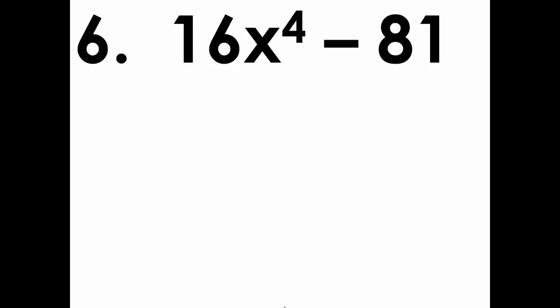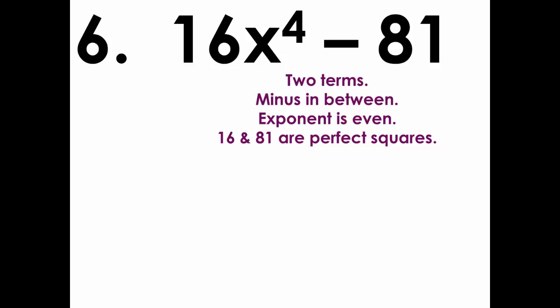Is this a difference of 2 squares? Yes, I have 2 terms, a minus sign in between, my exponent is even, and 16 and 21 are both perfect squares. So 2 sets of parentheses, one's a plus, one's a minus. I'm going to take the square root of those numbers and chop that x to the 4th in half.